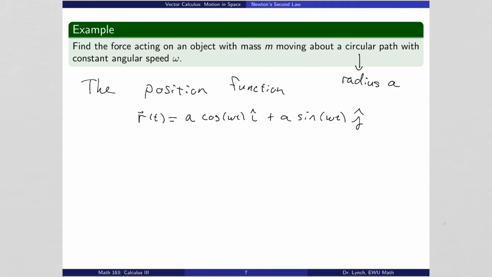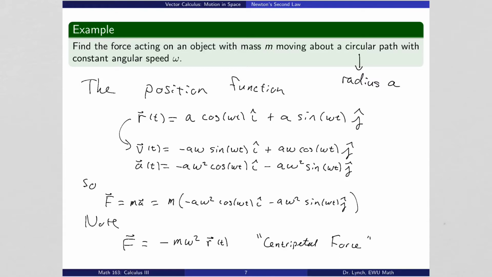From that position function, we can quickly compute the velocity and the acceleration functions. So just using the chain rule a couple of times we see that the acceleration is given by minus a omega squared cosine omega t i hat minus a omega squared sine omega t j hat. And of course the force is given by the mass times acceleration. So the mass times the acceleration is just m times that a vector. It turns out that the force is a constant multiple of the position, which is a perfect, in this case, example of what's called centripetal force. Sort of a cool deal.